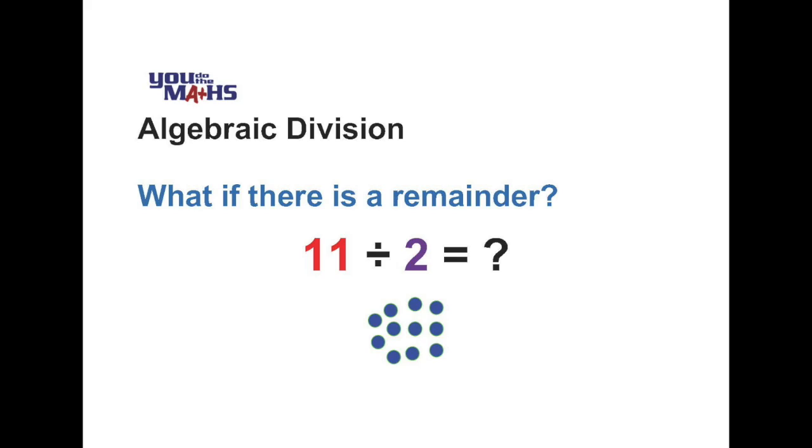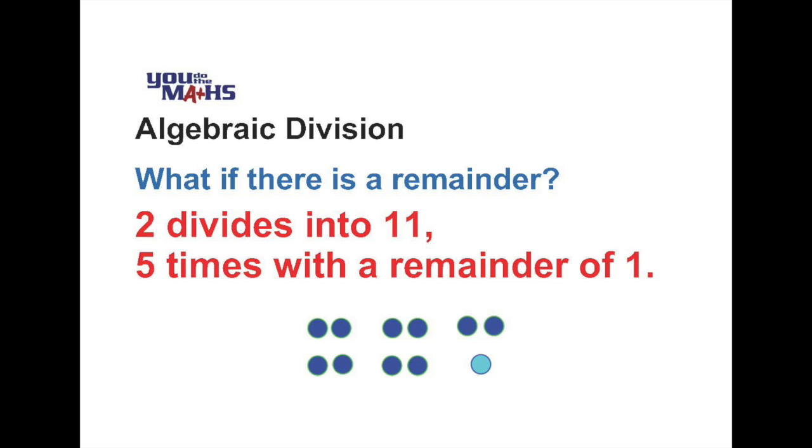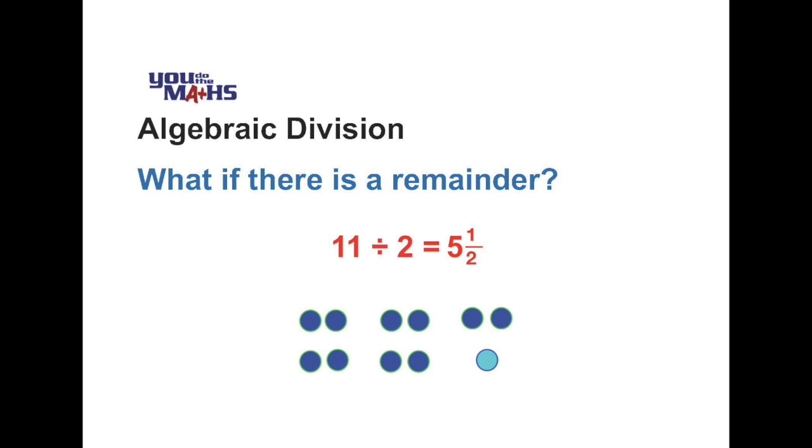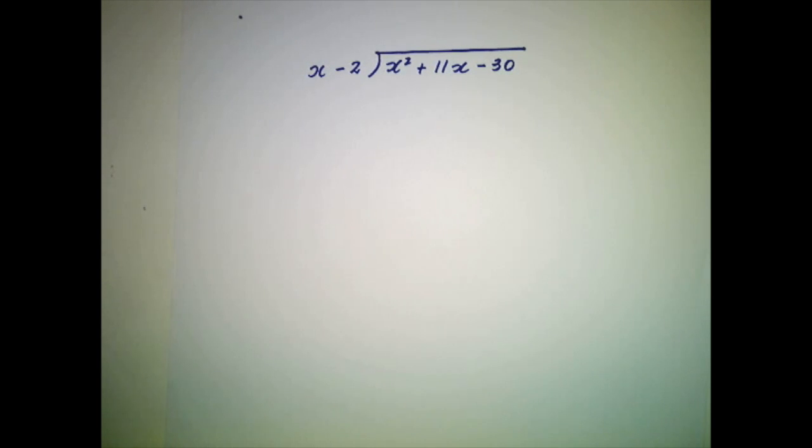So what happens if there is a remainder in our division problems? We know from numbers if we've got 11 divided by 2 and we look at them as 11 dots, we can group them into 5 groups of 2, but there's 1 left over. In other words, a remainder of 1. And the way to express that is by saying that we've got 5½ groups. That one remainder represents a half of a group, or 1 out of 2 because we divided by 2.